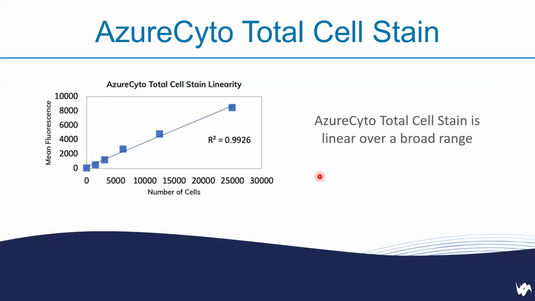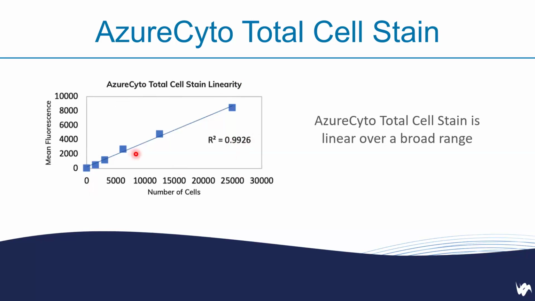This is the signal linearity of the total cell stains we have in the kit, covering from 0 to, sorry, 25,000 cells. They have a very good linearity. This is applicable to HeLa cell lines and certain cell lines that we tested. But for your cell line, you may need to test out the total cell stain linearity, so you can have a rough idea that it is linear. Then you move on with your in-cell Westerns.